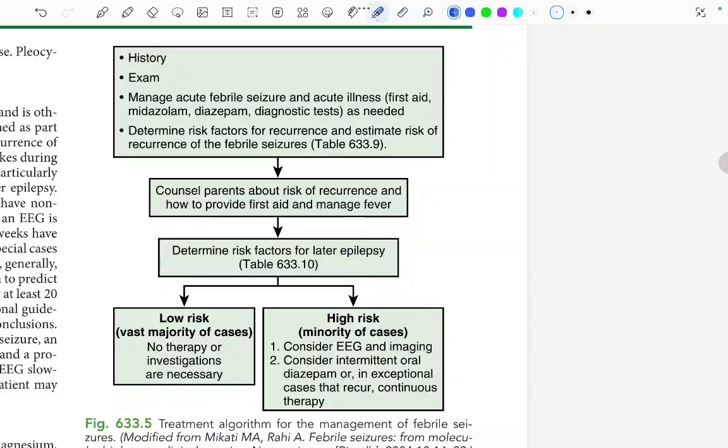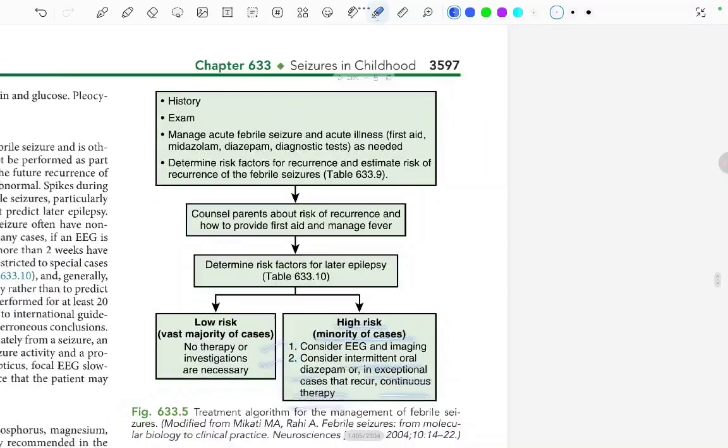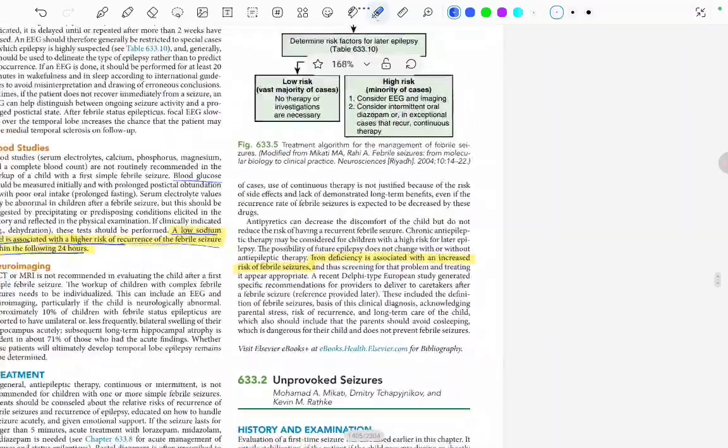Low risk, vast majority of the cases, we don't have to give any therapy, and no investigations are necessary. And in high risk, minority of the cases, consider EEG and imaging, and consider intermittent oral diazepam, or in exceptional cases that recur, continuous therapy can also be used. Fine. This was all about febrile seizure.